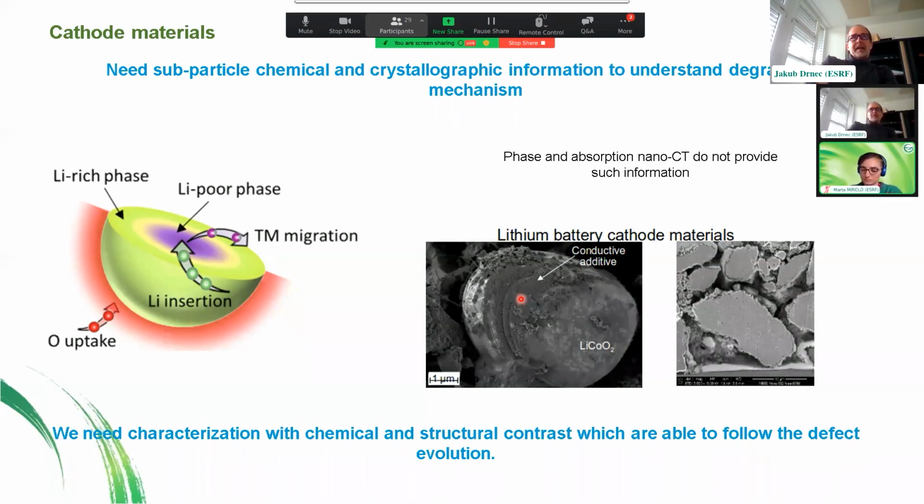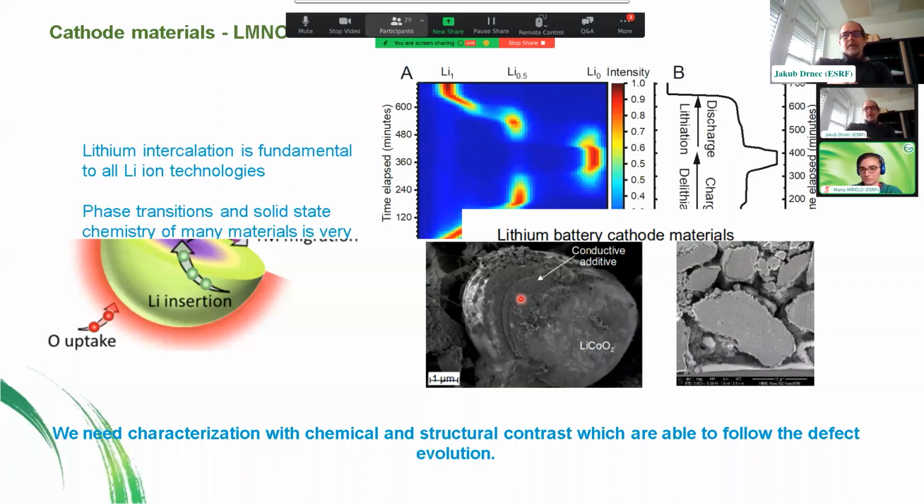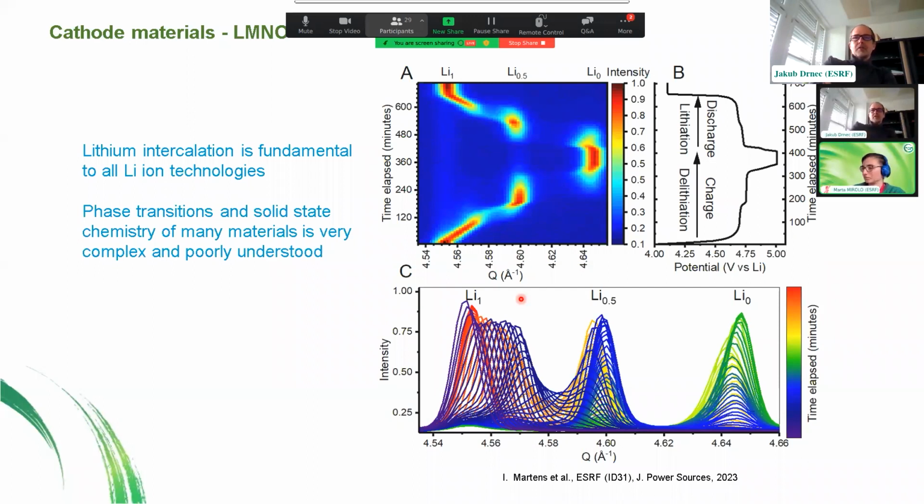So to understand all these phenomena and the degradation, we need characterization with chemical and structural contrast, which is able to follow, for example, the defect evolution and the phase transformations during charge and discharge. This I'm showing you here. It's lithium manganese nickel oxide. Those are these high-performance, high-potential materials, which are not yet in the actual batteries you can buy in the store, I think. But of course, we study them and we see how it goes, right?